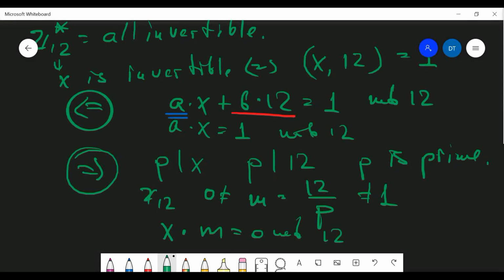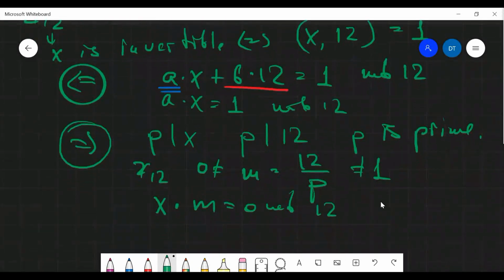And as I mentioned, a 0 divisor is never invertible, because if it were invertible, we could cancel by x and m would become 0. But it's not true, m is not 0. So in the opposite direction, if x and 12 are not coprime, then x is a 0 divisor, so it's not invertible. So this is how you prove this.